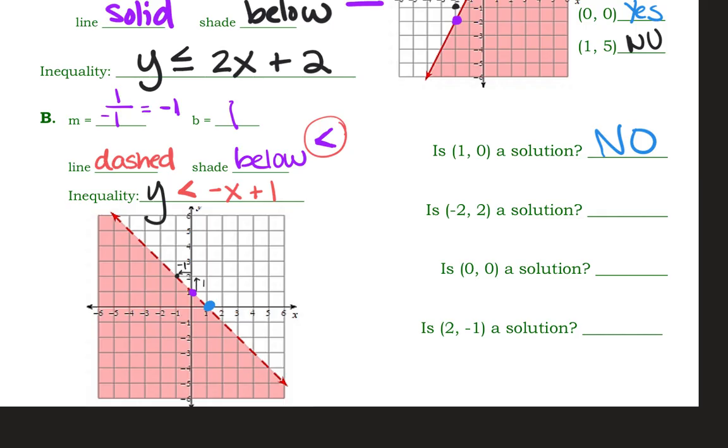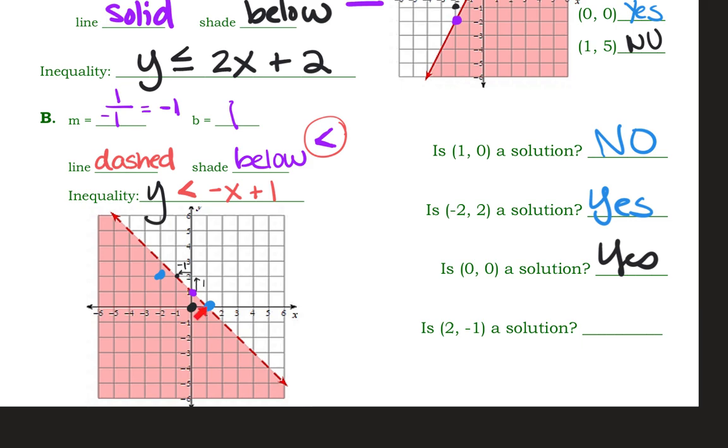All right, so again, sideways first. So you're going to go negative 2, and then you're going to go positive 2. We're looking at this point right here. Is that a solution? Yes, because it's in the shaded area. It has to be in the shaded area. All right, what about 0, 0? 0, 0 is here in the center. What do we have there? Yes. And then what about the last one?